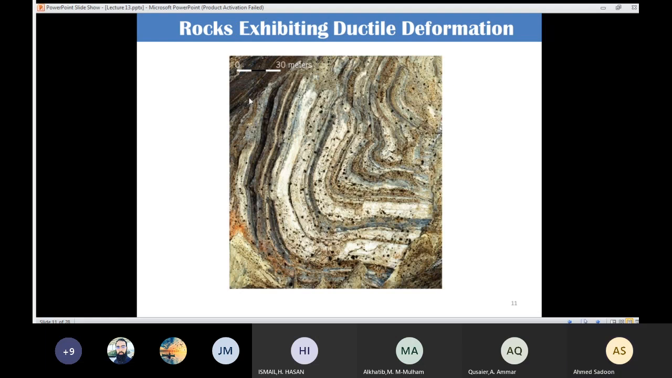So here we have a rock like this one. Like you can see, you have deformation, right? So how are we going to classify that deformation? Is it ductile deformation or brittle deformation, and why?